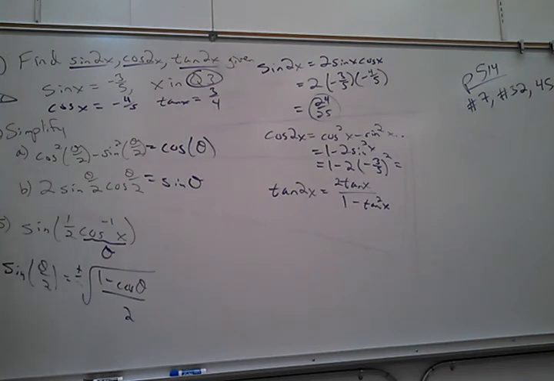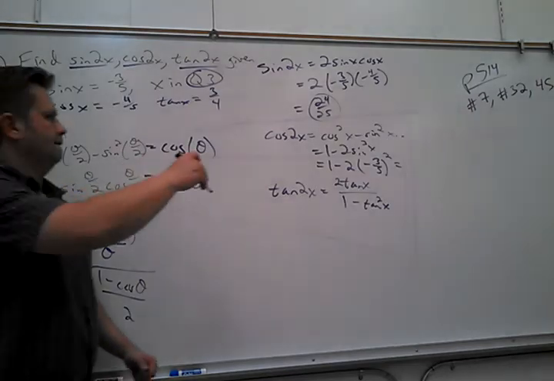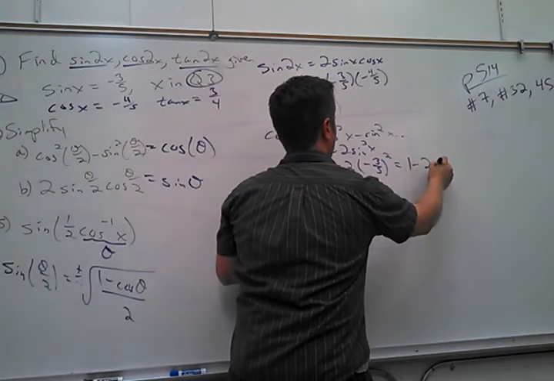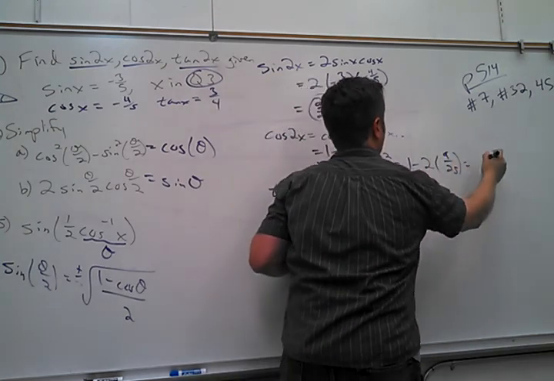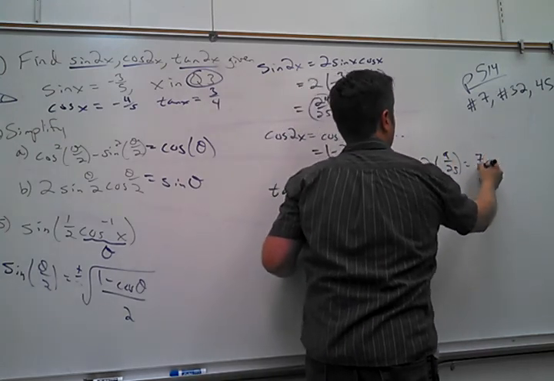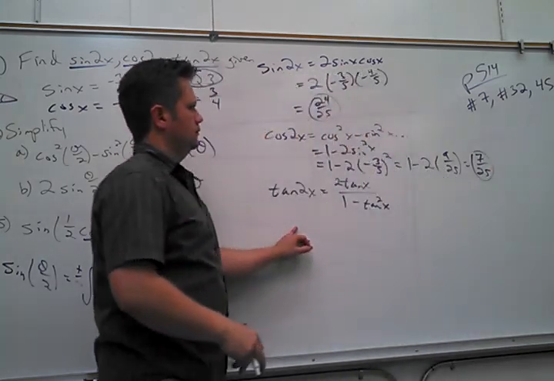You guys still with me? As with me as you were? Is that a better way to say it? I'm there. So 1 minus twice 9/25ths. So 1 minus 18/25ths, 7/25ths.